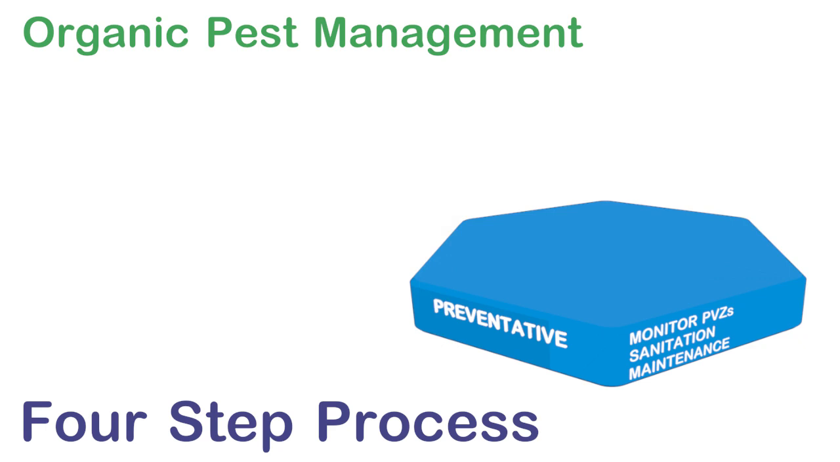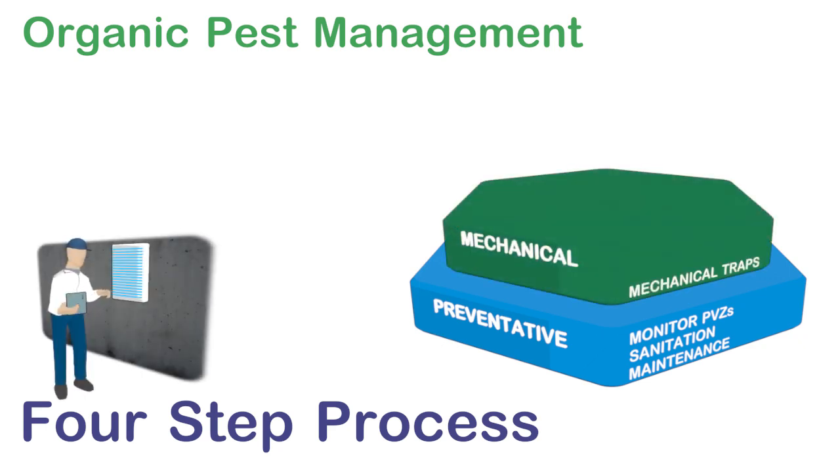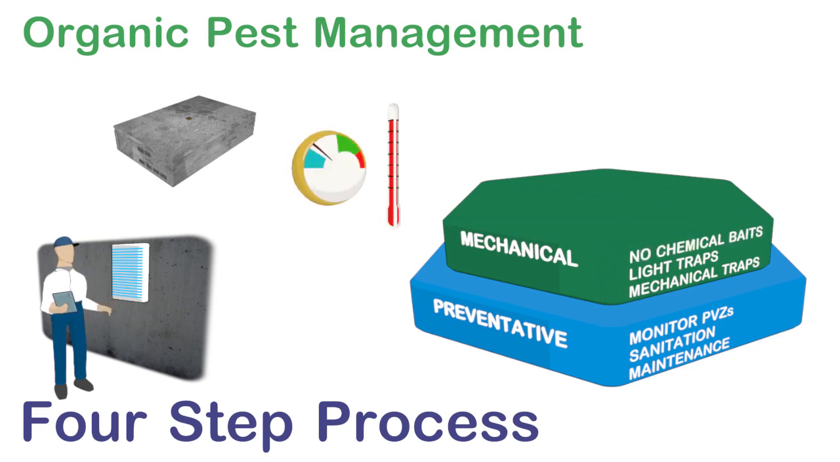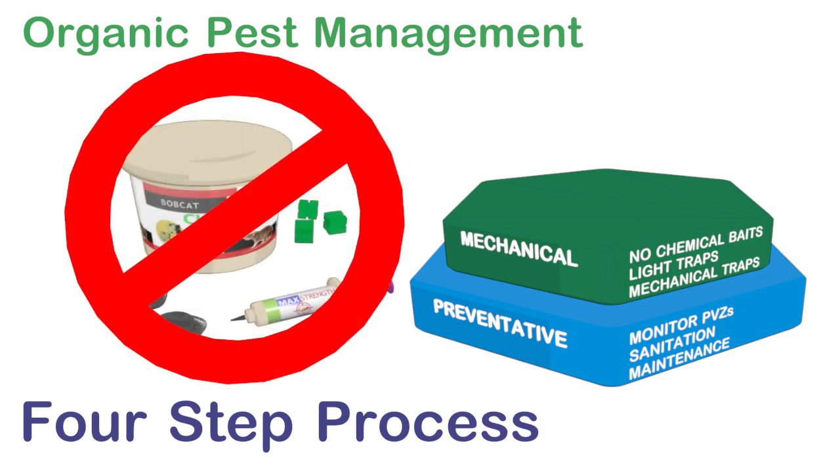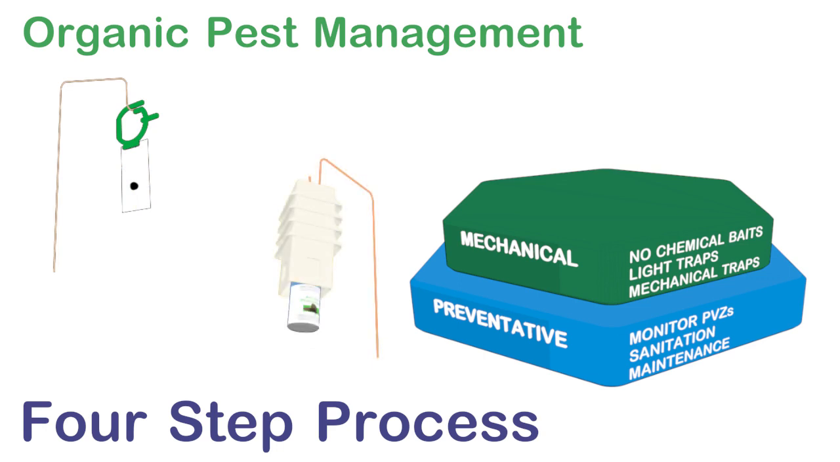Mechanical or physical measures include light and mechanical traps. It can also mean using temperature control to discourage pest harborage. Pheromone and sticky traps can be used at this stage, but remember that mechanical traps in organic zones cannot include any chemical baits or lures, but may include synthetic and non-synthetic pheromones as allowed by the National Organic Program standards.